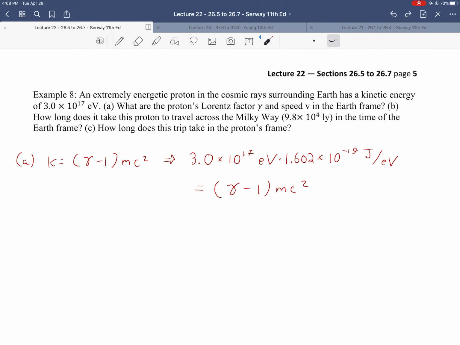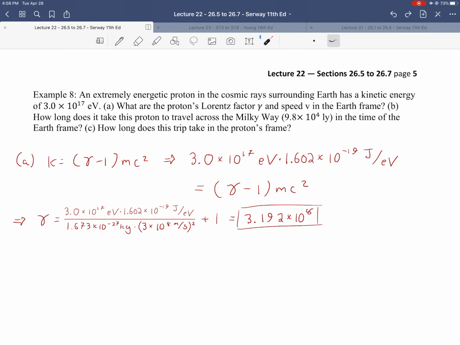Okay, so relativistic kinetic energy. Probably getting used to seeing that by now, I hope. First of all, I'm going to write out the energy that we're given. We're told that this proton has kinetic energy of 3 times 10 to the 17 electron volts. Here I'm just converting that to joules. The conversion factor between joules and electron volts is 1.602 times 10 to the negative 19. Remember, that's really the fundamental charge, the charge of a single electron. That's the way to think of that. Okay, so there, we've converted it over.